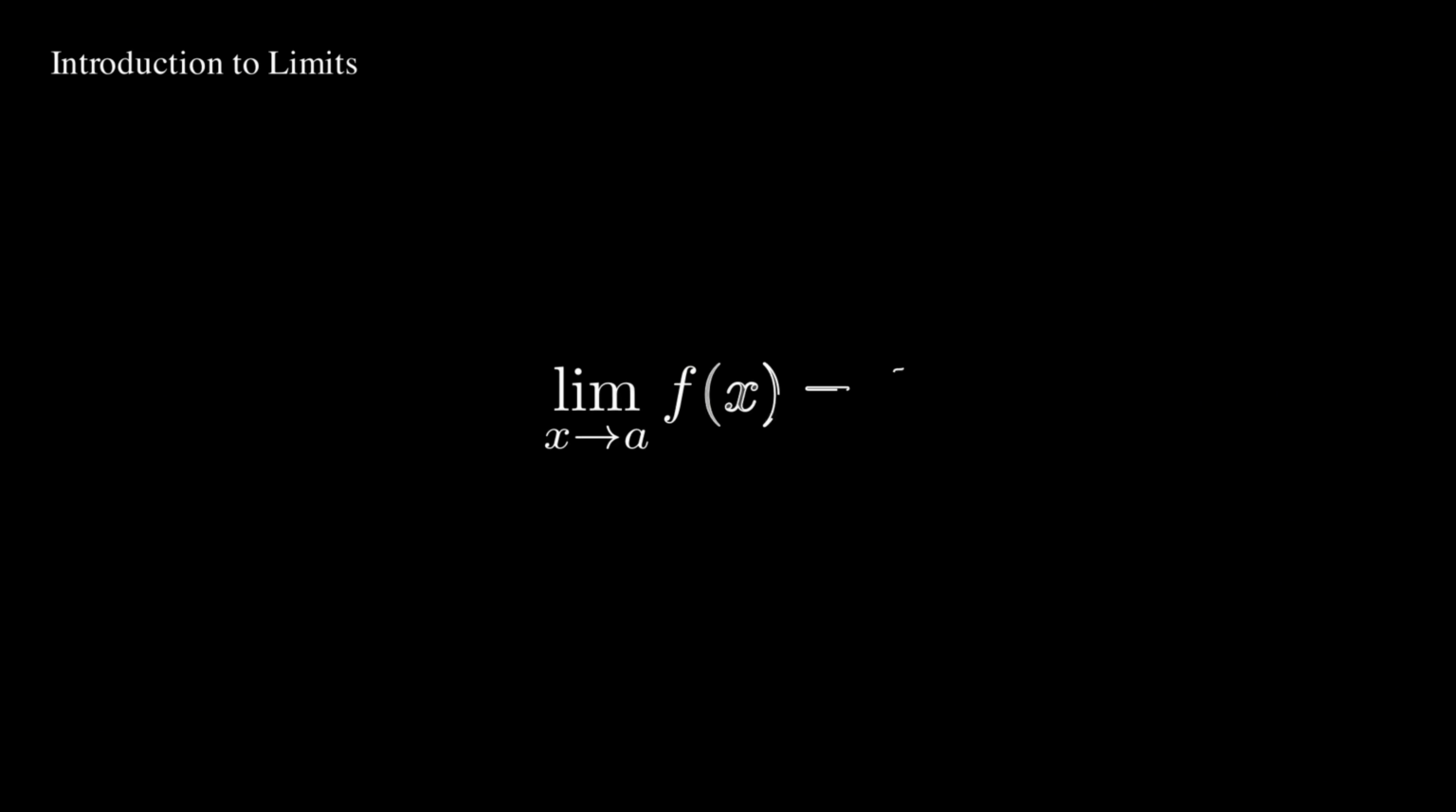First, the formal definition. We write lim as x approaches a of f of x equals L. This means as x gets arbitrarily close to a from either side, without necessarily reaching a, f of x gets arbitrarily close to L. Important point. The limit doesn't care about the actual value of f at a. It might not even exist, or it could be something completely different.